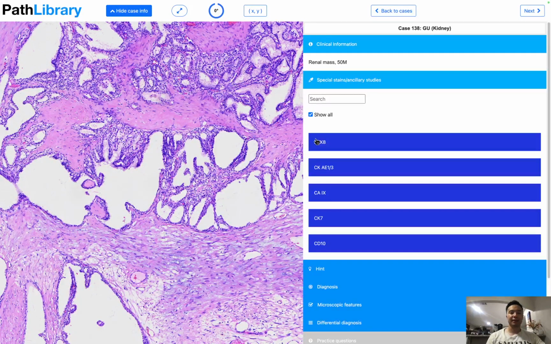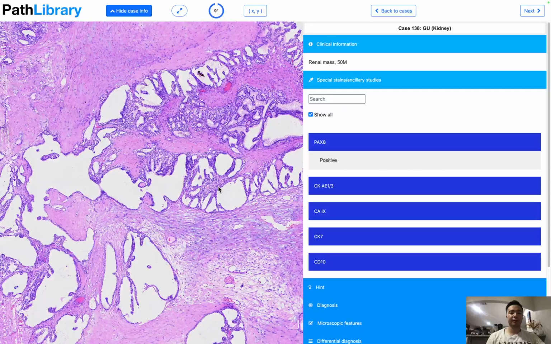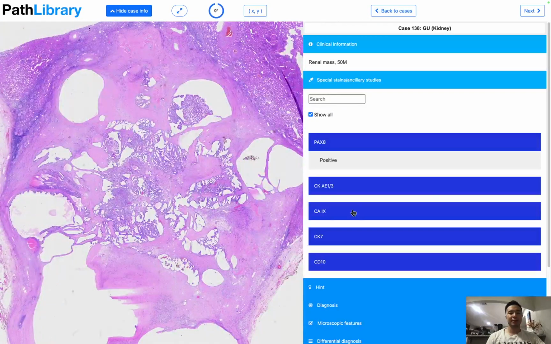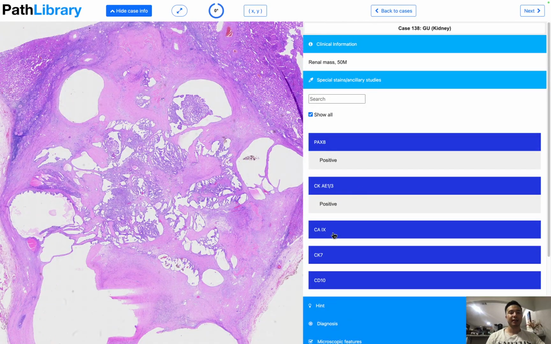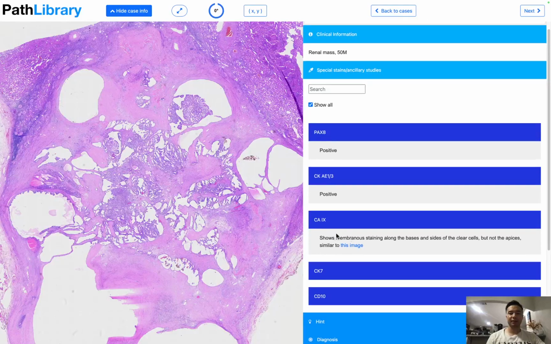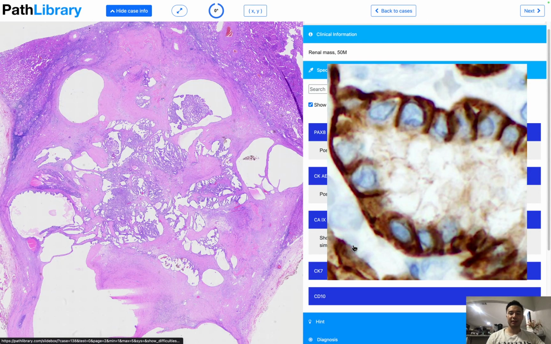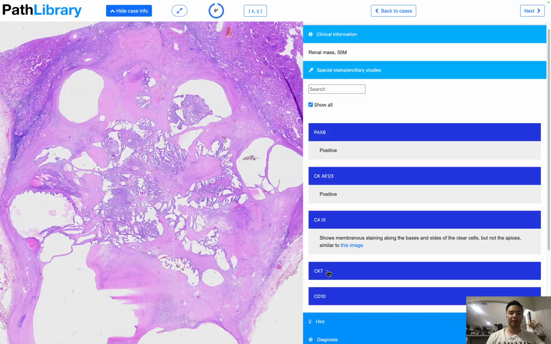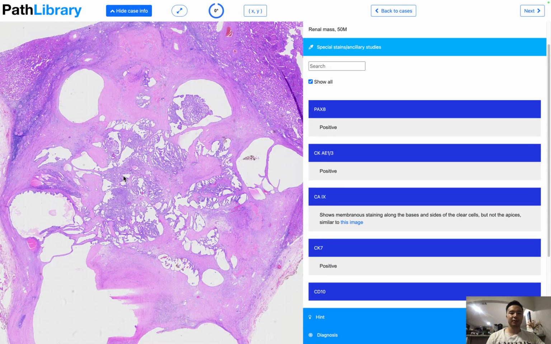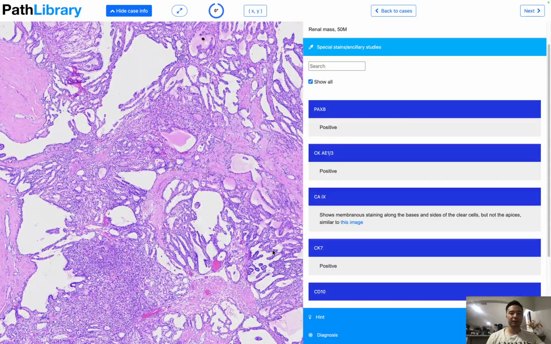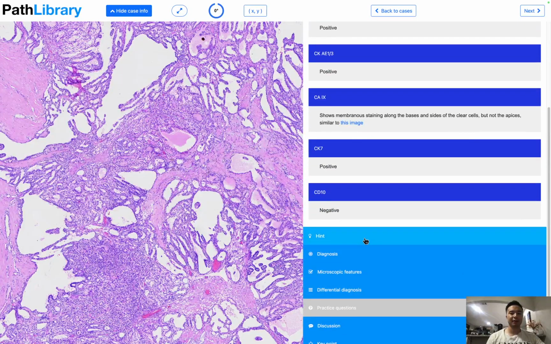Alright, so Pax8 should be positive because it's a kidney tumor. CKAE1A3, this pancytokeratin, should be positive. CA9 should be not box-like membranous, but cup-like membranous. Yeah, just like that, a cup-like membranous. CK7 should be positive because it is not clear cell renal cell carcinoma, which should be bloodier and should have at least a little bit more atypia. CD10 is negative.